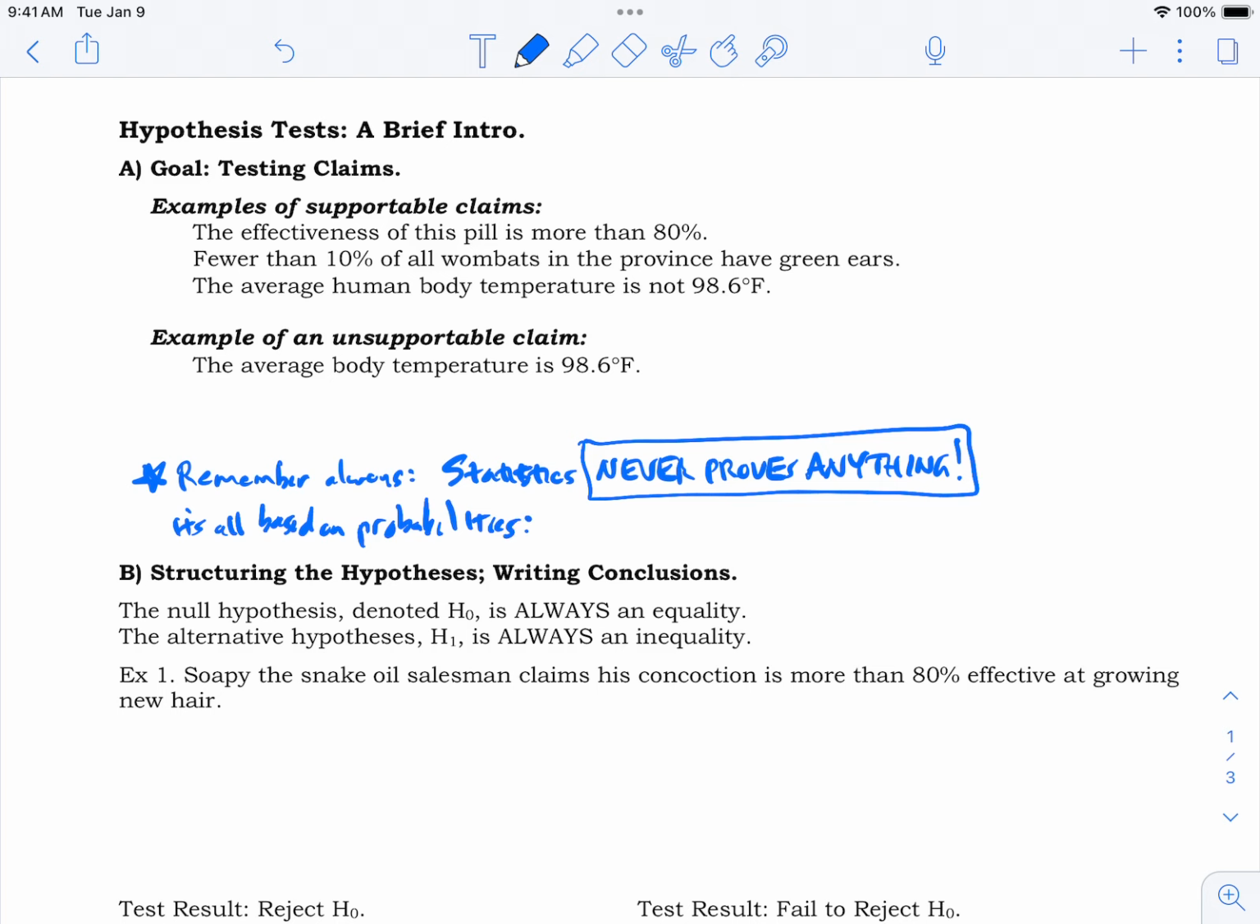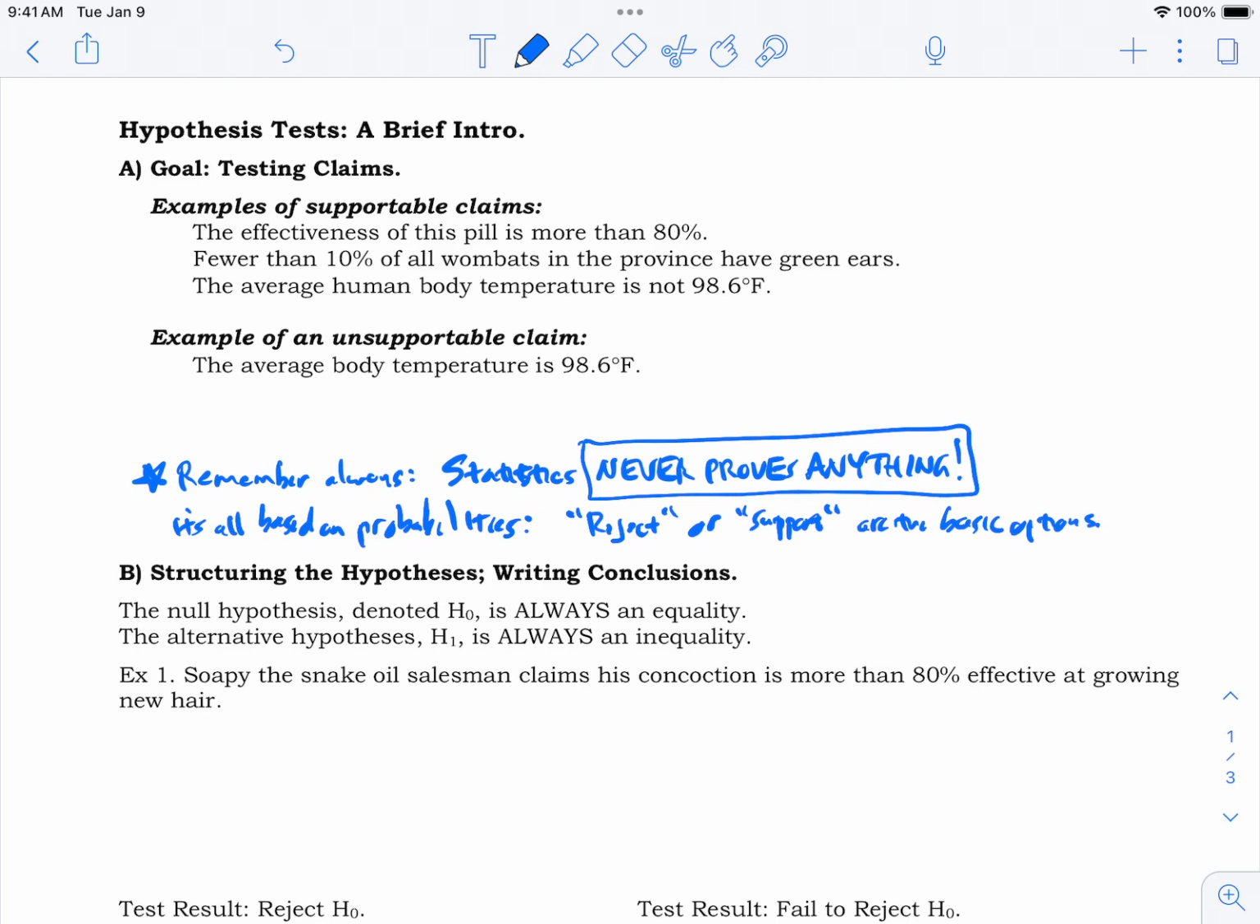And reject or support. Those are the only two options, the only two conclusions we can actually draw. We can reject a claim. We can support a claim. We can't prove anything. But rejecting or supporting are pretty much the basic options. You might phrase things a little differently, but you might use the word reject, you might use the word support. You're never going to say prove. Never, ever, ever say prove.